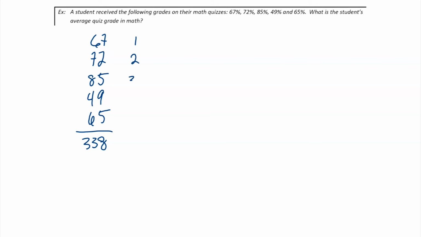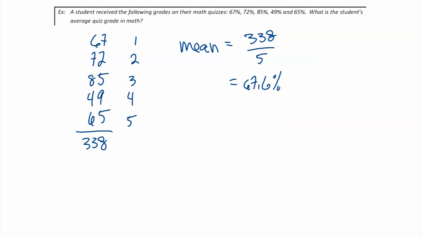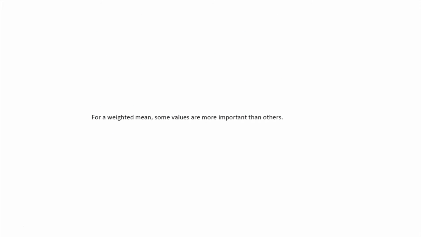Then we need to know how many items were in the list. We've got 1, 2, 3, 4, 5 entries. So the mean is equal to 338 divided by 5. You crunch that math, you end up with 67.6%. For a weighted mean, some values are more important than others, so they receive more weight.